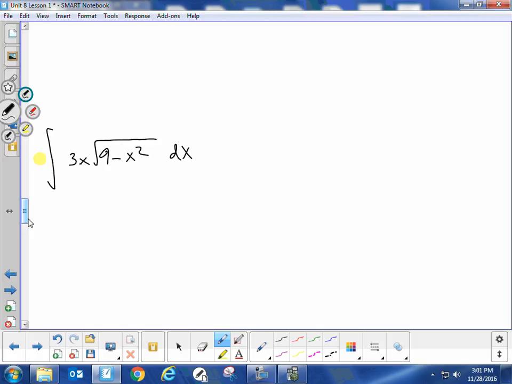So I just want to pick the 9 minus x squared. So everybody, we will write down next to this that u is equal to just the 9 minus x squared. The inside. Typically, for the easy ones, it's the inside. Sometimes it's not going to be so easy.